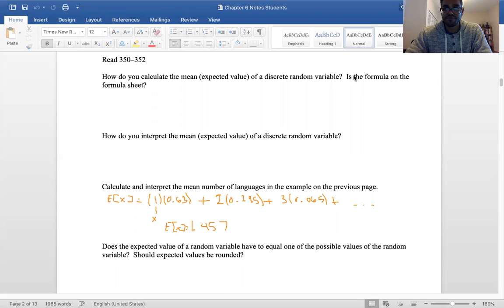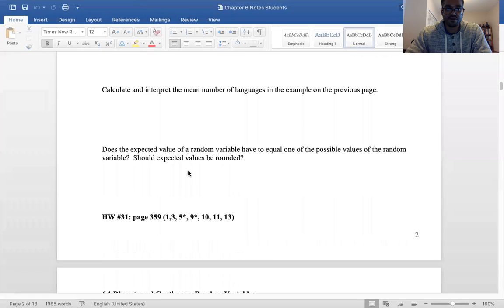So that leads into the next point: do the expected values of a random variable have to equal one of the possible values of the random variable? No, you don't have to round it. It can be anything. The big thing here is do not round. The expected value can take on any value, whether it's discrete or continuous, it doesn't matter. That's just what we're expecting to see.